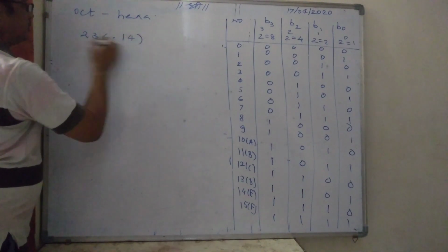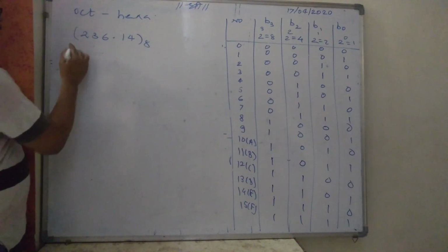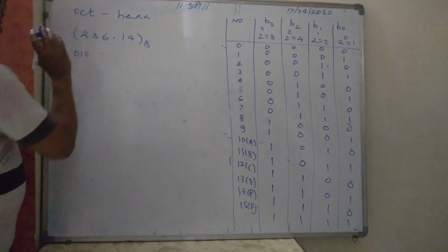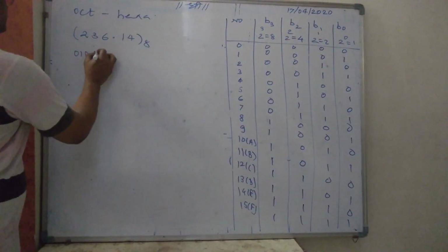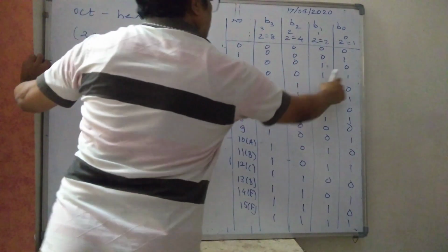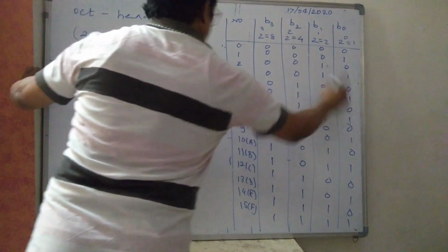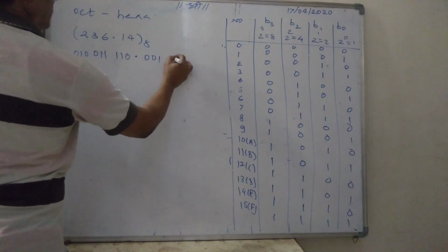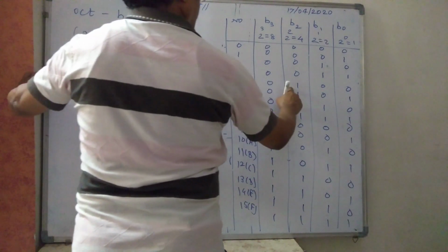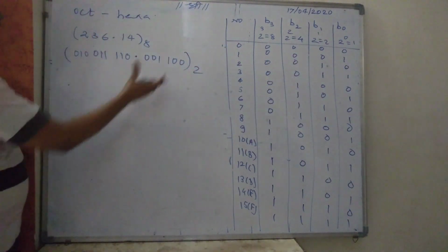6.14 octal. We will convert it first into binary using 3 bits only: 6 is 110, point, 1 is 001, 4 is 100. This is converted in binary and now form groups of 4.